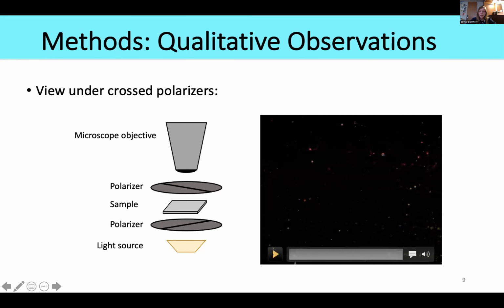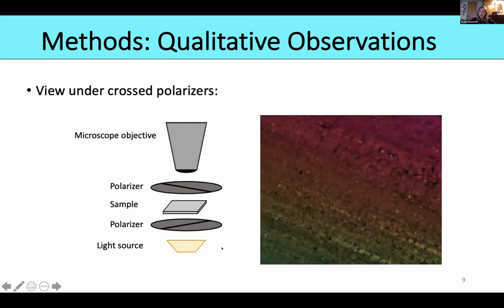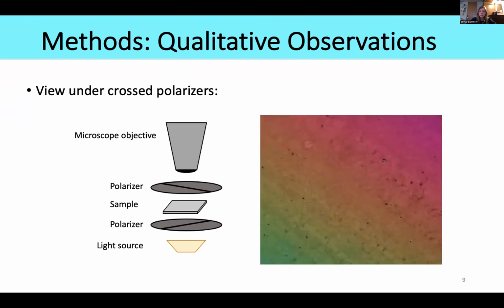And then this video I really like because it's a nice demonstration of the power and utility of viewing these rub cells under cross-polarizers. Initially the sample rubbing direction is parallel with one of the polarizers, which is why we can't see any light going through the sample. But when we rotate the cell 45 degrees relative to each polarizer, that's when we can fully see the interaction of the crystals with the light that's coming through the polarizers.